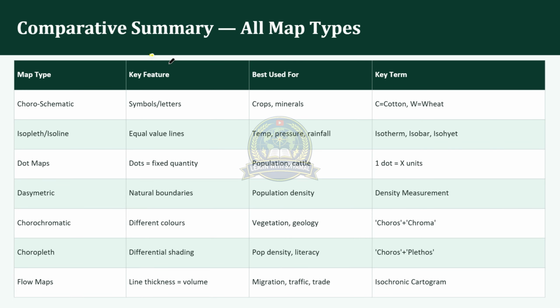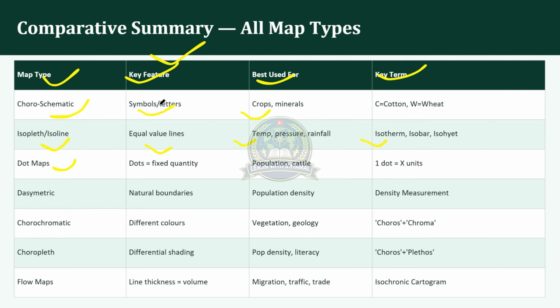This is the comparative summary of all map types: main type, key features, best used for, and key term. Chorochromatic: symbols and letters, used for crops and mineral resources. Key terms: C for cotton, W for wheat, like this. Map type: isopleth and isoline. Key features: equal value lines, best used for temperature, pressure and rainfall distribution. Key terms: isotherm, isobar and isoheight.